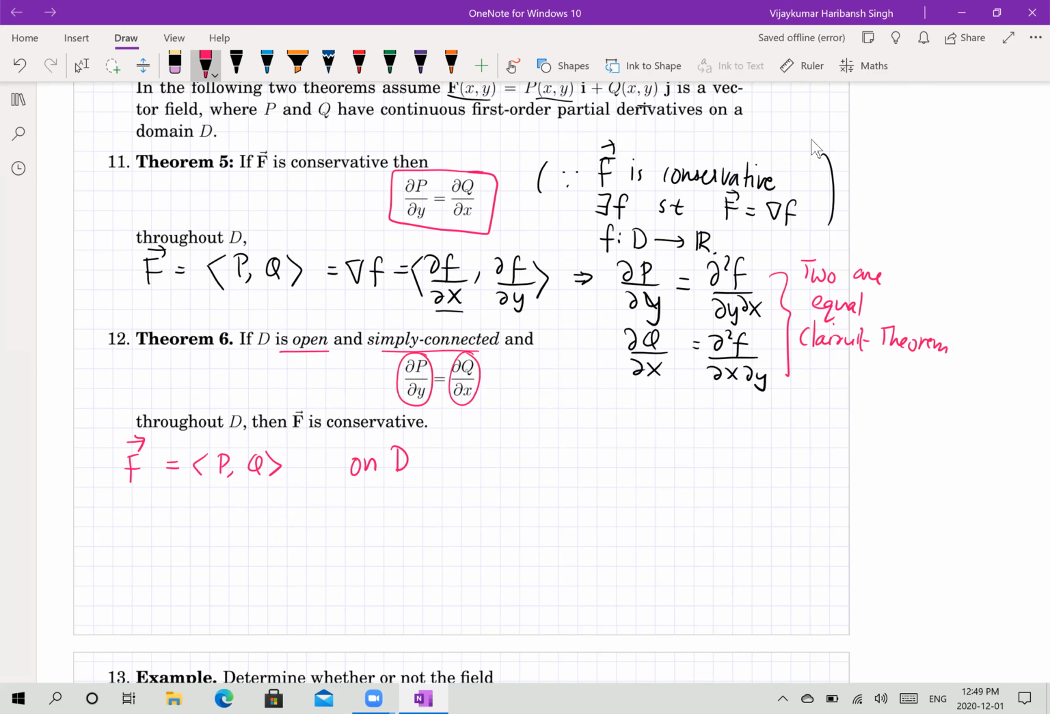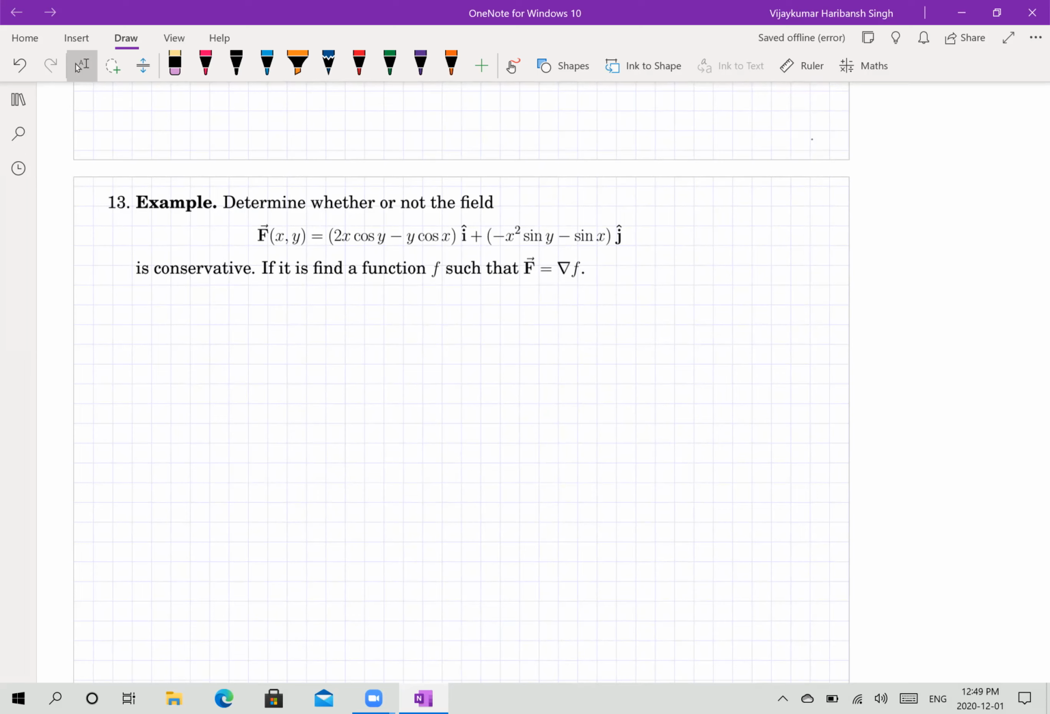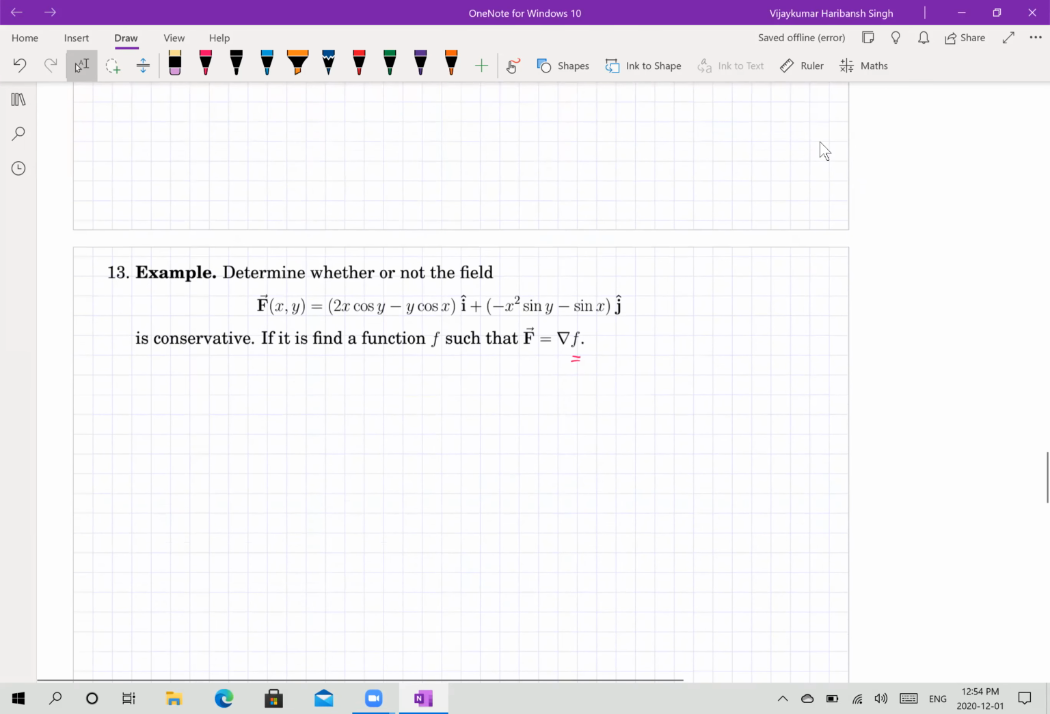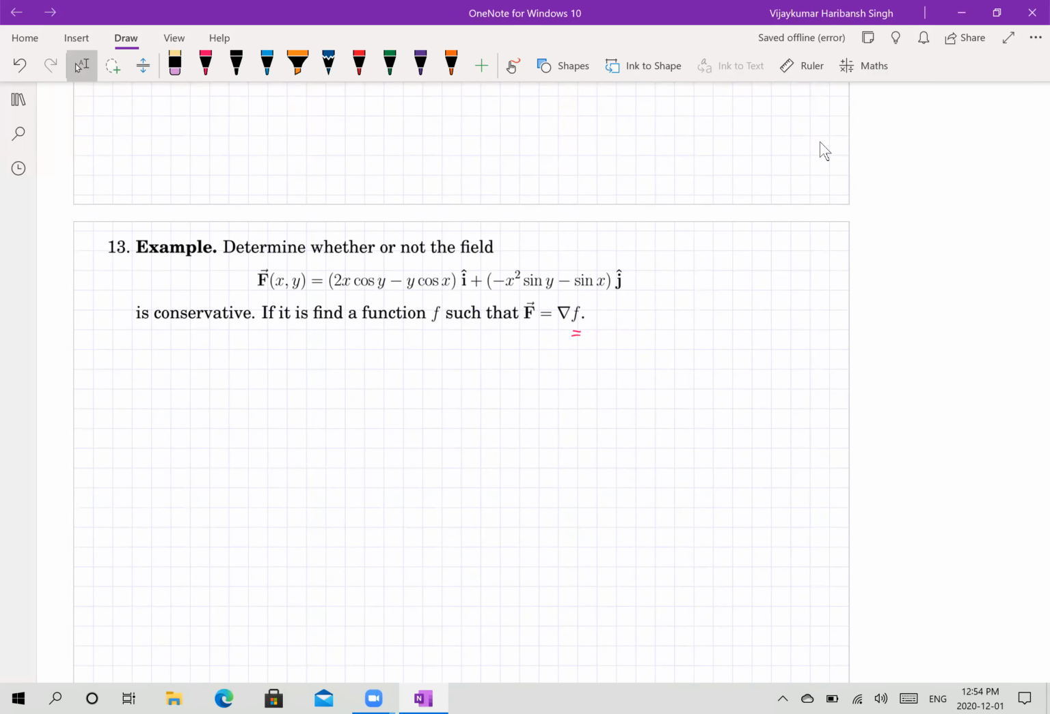So let's see some problems now. First problem, determine if this vector field is conservative. And if it is conservative, find the potential function f such that F equals grad f. All right, so first of all, let's look at this. This is your P and this part is your Q.